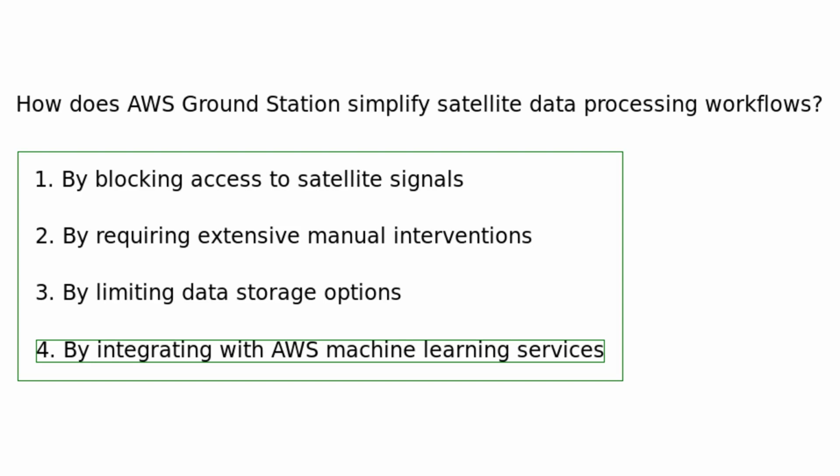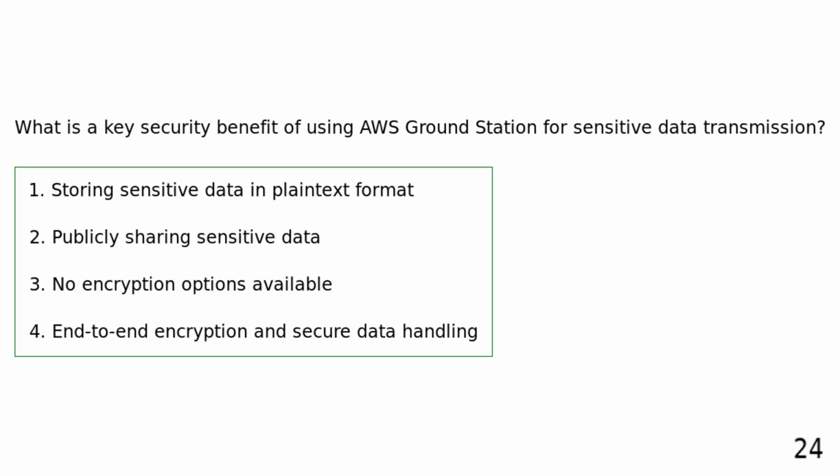AWS Ground Station simplifies satellite data processing workflows by integrating with AWS machine learning services, streamlining data analysis and automation processes. What is a key security benefit of using AWS Ground Station for sensitive data transmission?